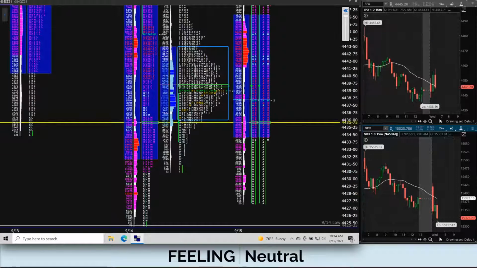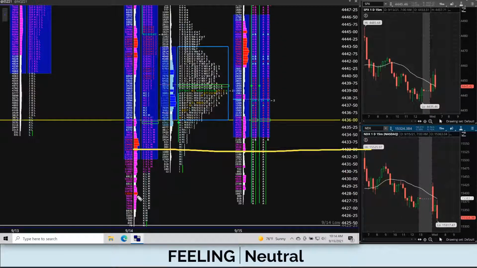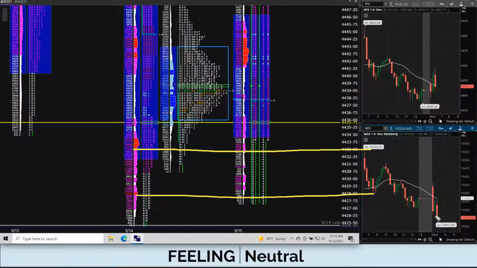So support for the ES is going to be this node of volume here, and then this one here from before.